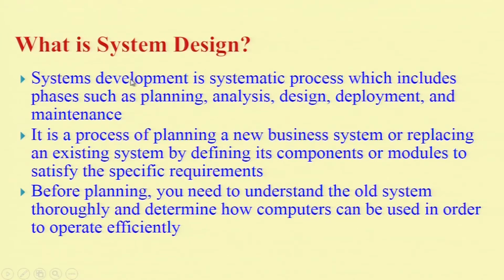A system design is a systematic process which includes phases such as planning, analysis, design, deployment, and maintenance. It is a process of planning a new business system or replacing an existing system by defining its components or modules to satisfy the specific requirements. Before planning, you need to understand the old system thoroughly and determine how computers can be used in order to operate efficiently as well as effectively.